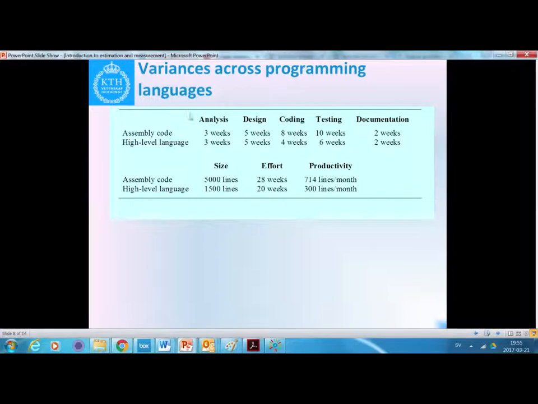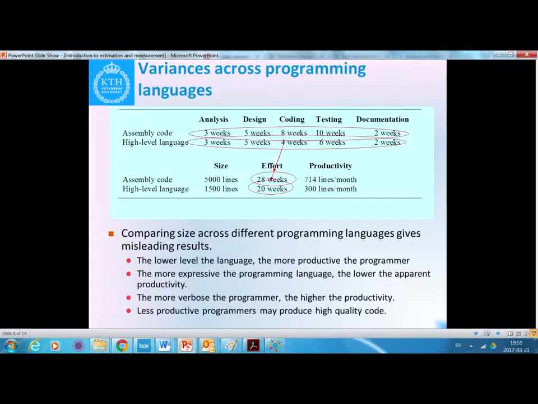And testing requires much more time. So what happens here, if we look at lines of code, is that here we have a size of 5,000 lines of code, and here in the high-level language we have 1,500 lines of code, which means that you have more lines of code in assembly, and that's why you cannot compare the size of systems across languages.